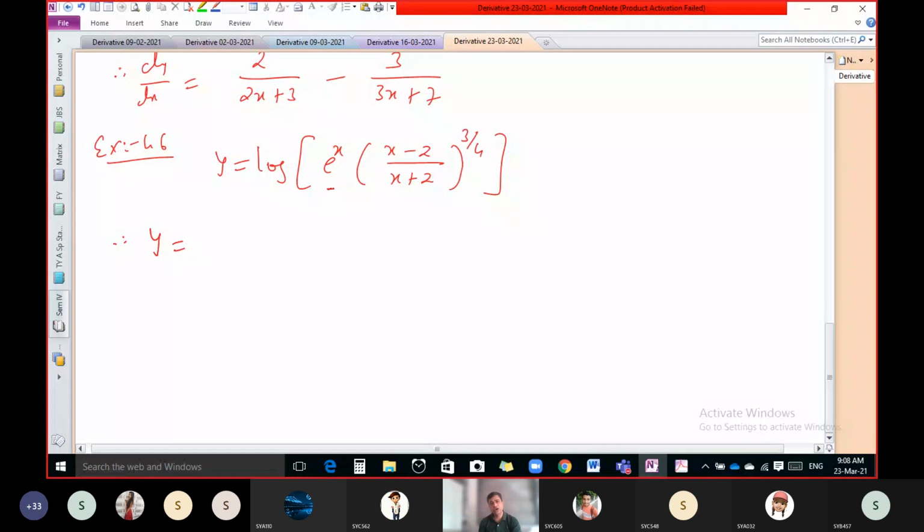Consider this is your m and this one is your n. log(mn) is log m plus log n, so log e^x plus log of this remaining part. Okay, now one more step. What is the simplification of log e^x? What is the formula of log m^n? Simplification.